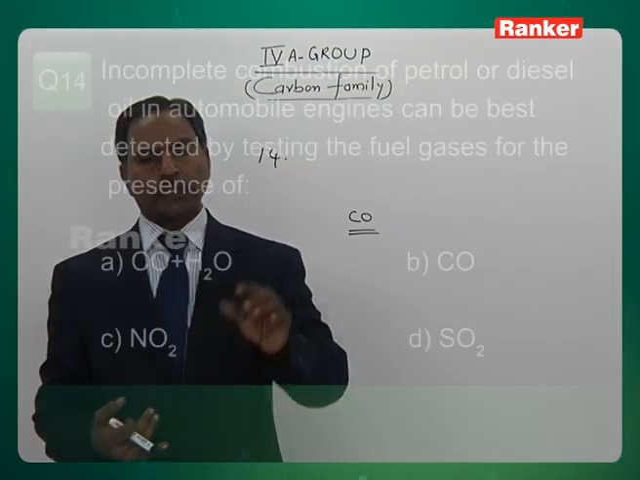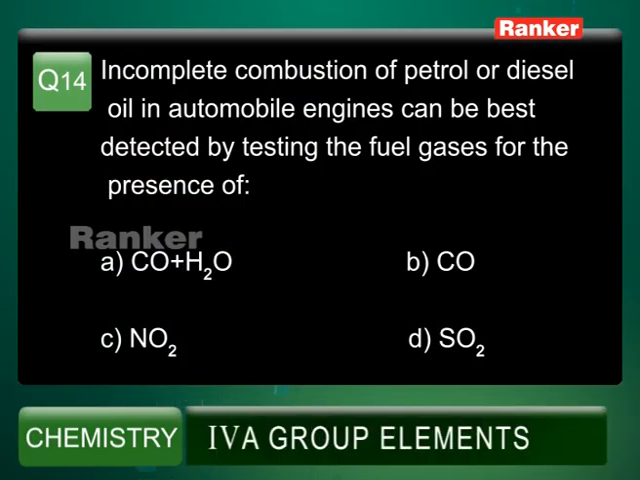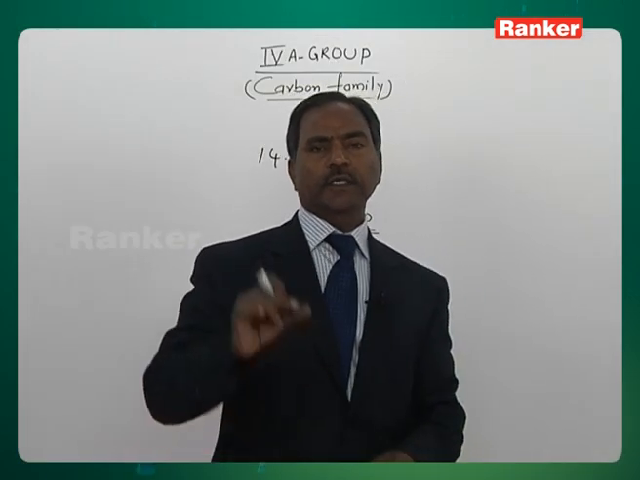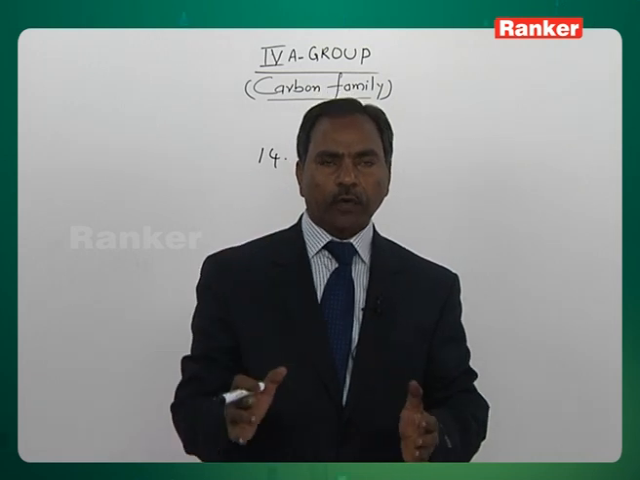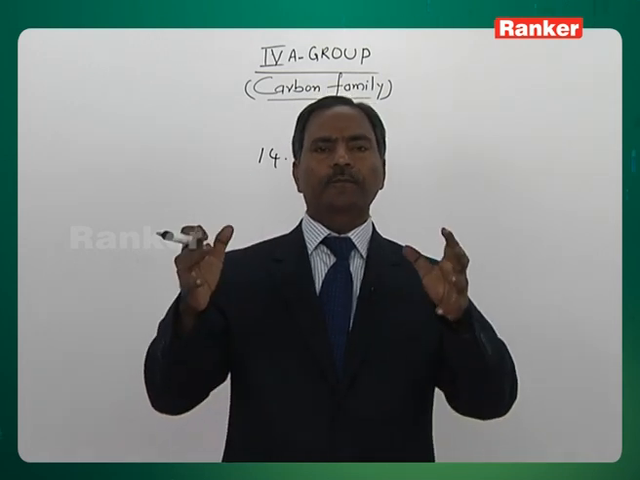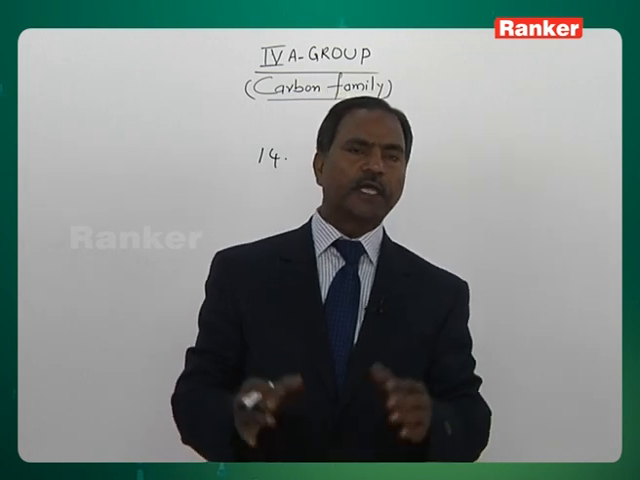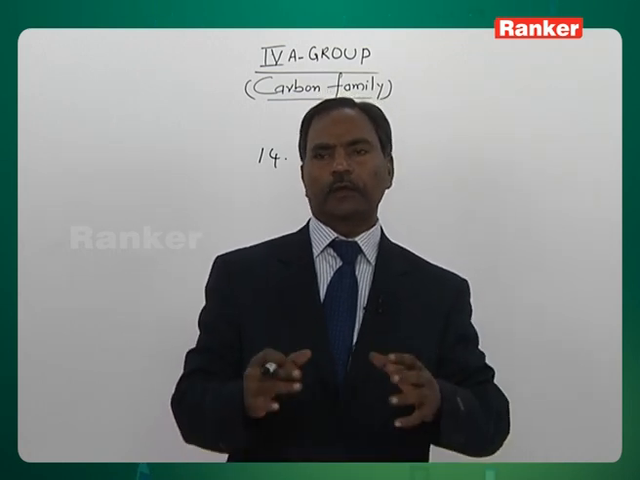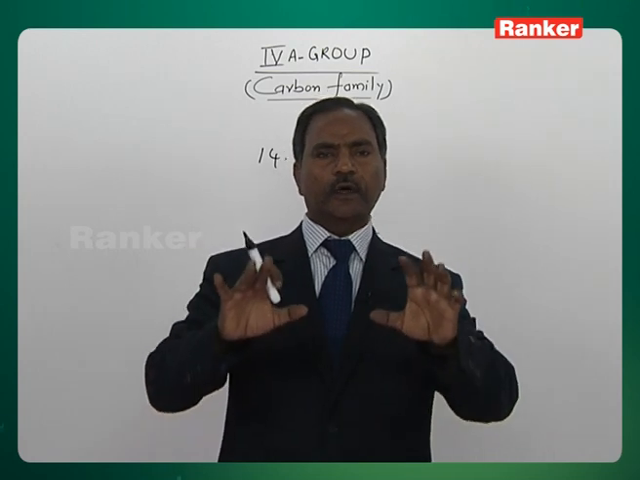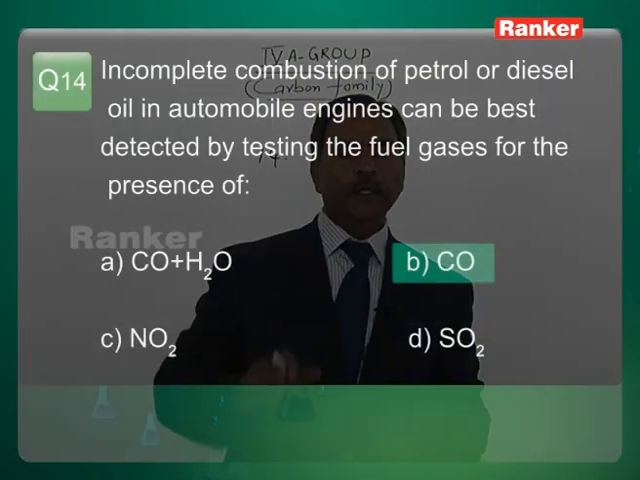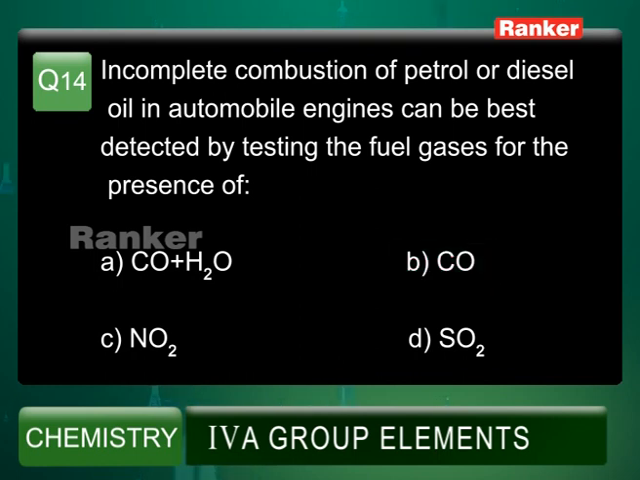Therefore, option A is CO plus H2O, B is CO, C is NO2, D is SO2. If the presence of this CO is more in the exhaust fumes of the diesel engine or petrol engine, then we can say that the petrol or the diesel is not completely undergoing combustion. Therefore, question number 14, answer is B.